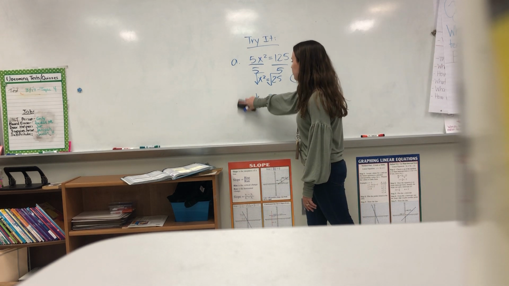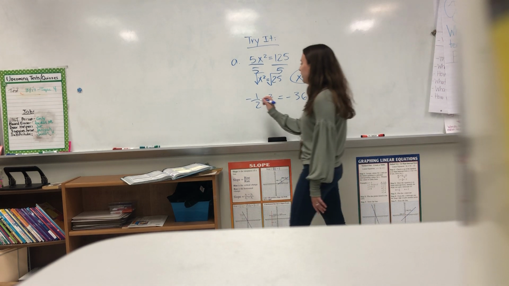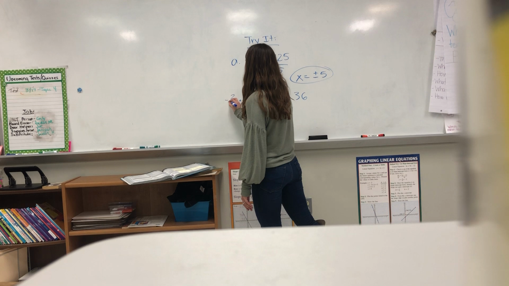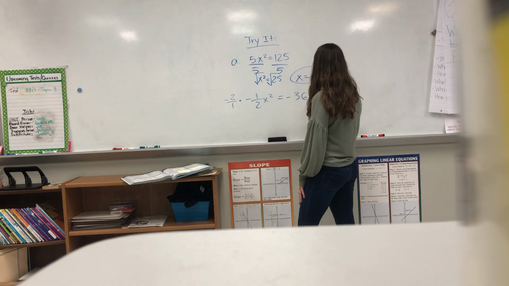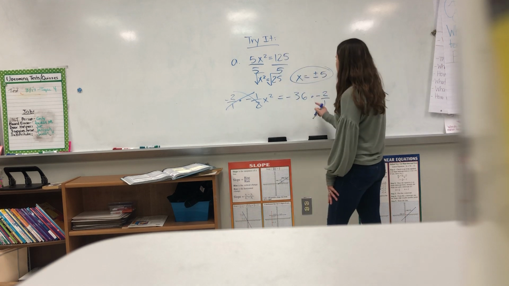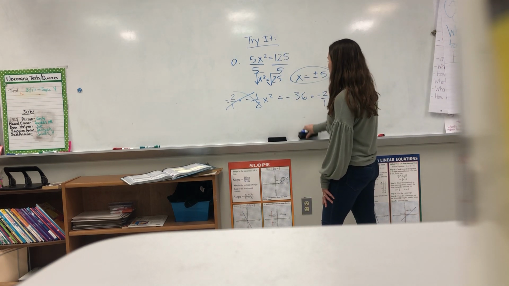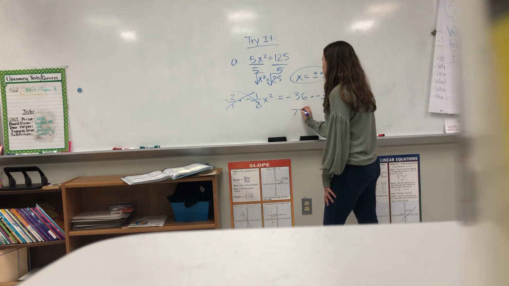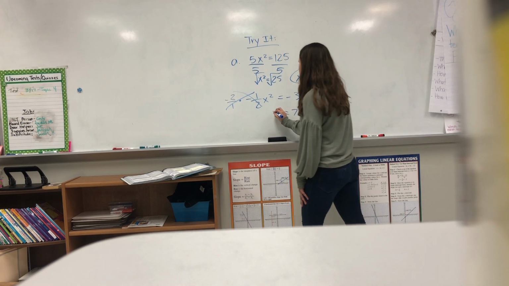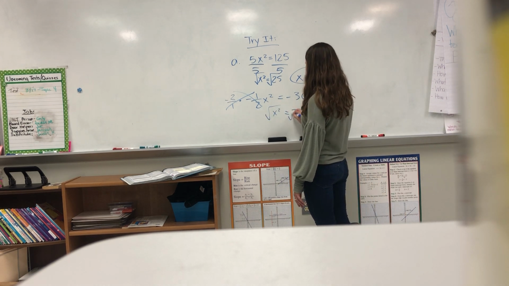For this one, I'm going to erase this B so I have some room. When you have a fraction next to a variable, you always multiply by the reciprocal. So you want to multiply by negative 2 over 1 on both sides. That goes away. This becomes positive. Negative times a negative is a positive. 72 equals x squared. We're going to take the square root of both sides.